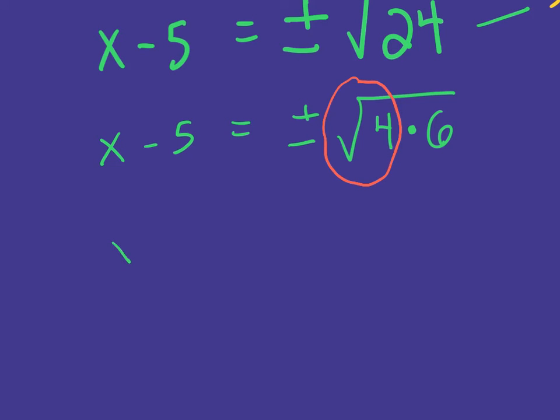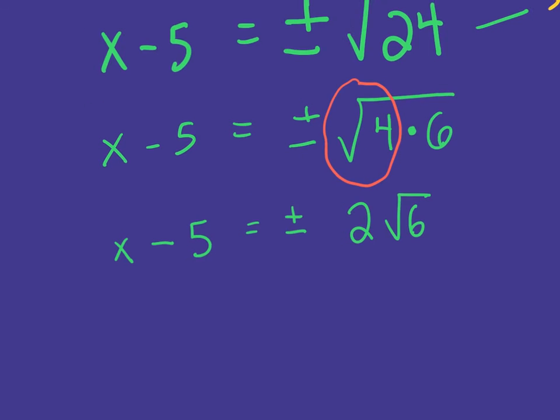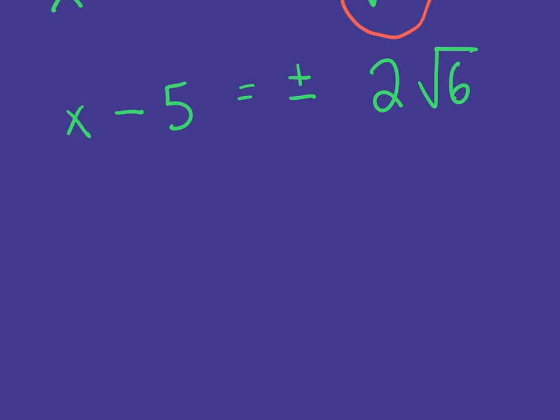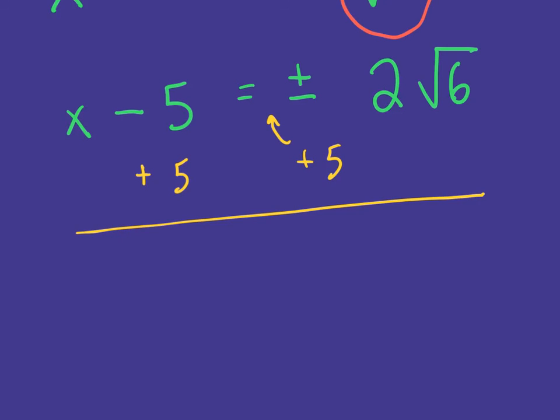So I'm going to simplify it a little bit more. x minus 5 equals plus or minus 2, and then the square root of 6. 6 had to stay inside that radical. And then your last step is just getting that x by itself. So we're going to add 5. And make sure to put that in front of the plus minus. So negative 5 plus 5 is gone. We've got 5 plus or minus 2 square root of 6.